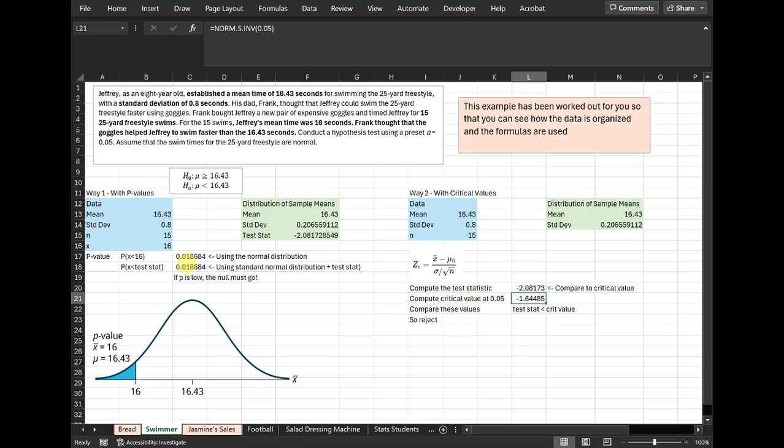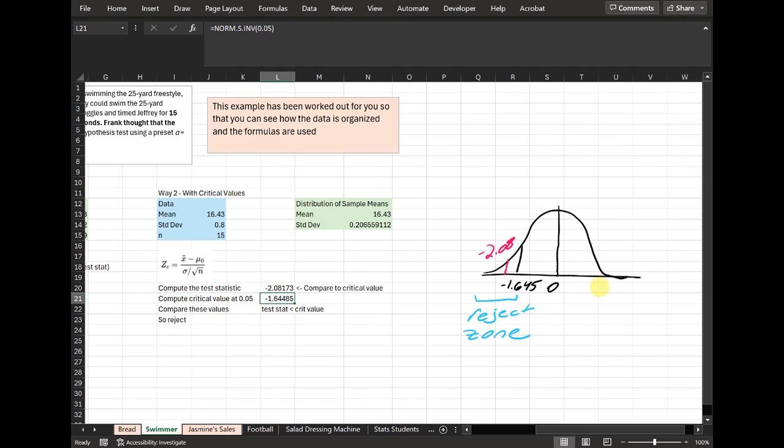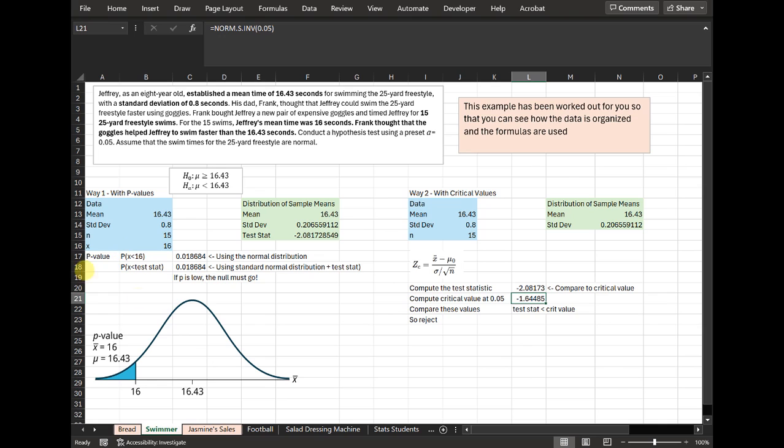In one case, you're computing an area and comparing that to the 0.05 area that you want. So you're just comparing these two areas. Versus with the critical value, you're still using the 0.05, but you're coming up with an associated z-score along this axis, and then comparing your test statistic to that z-score. So it's either comparing two areas, comparing this area to the 0.05 area, or it's comparing z-scores. Your choice.